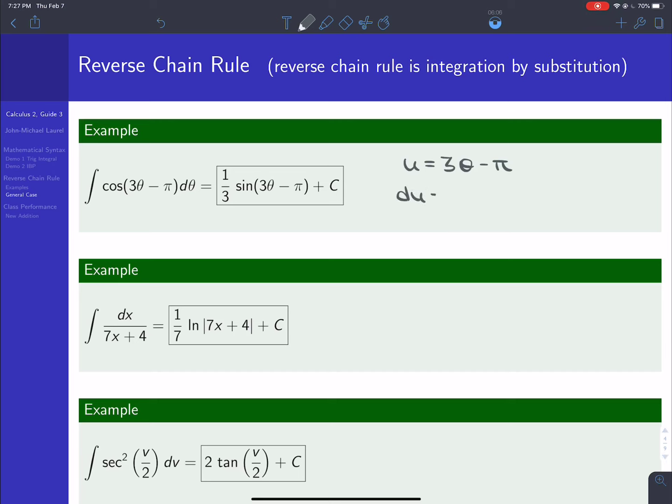This means that my differential u happens to be 3 times d theta. And so how I got this 1/3 was by dividing by 3 on both sides of that differential u. So we'll have 1/3 differential u. So this is the same thing as 1/3 times the differential of u is equal to d theta. So again, that's how this constant came about. Similarly, for the next integral, I can define u to be 7x plus 4. And then my differential u happens to be 7 times dx.